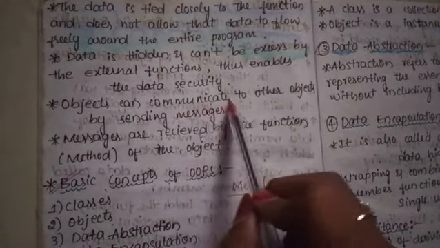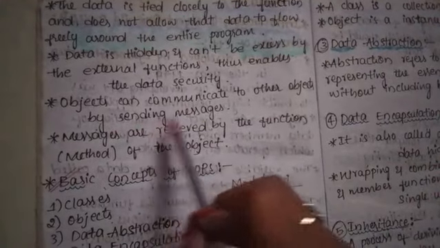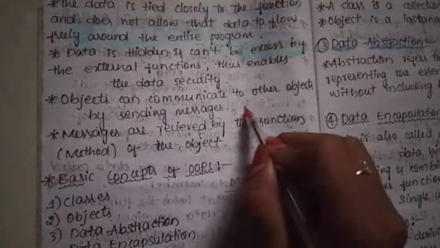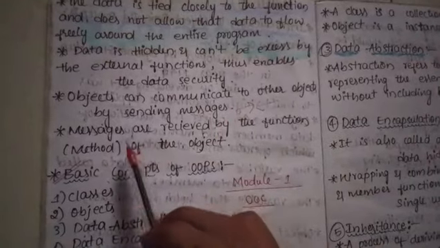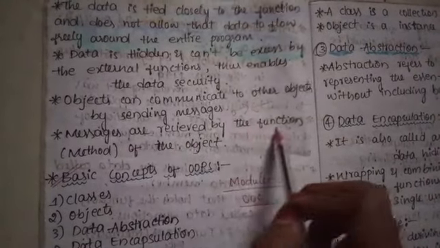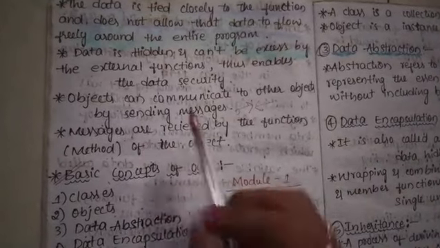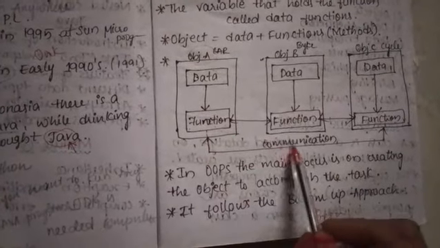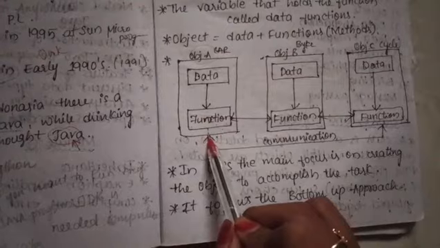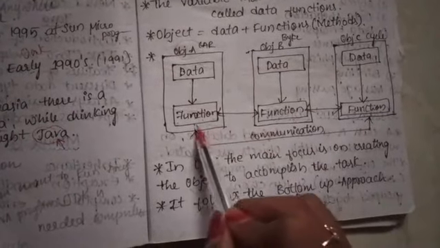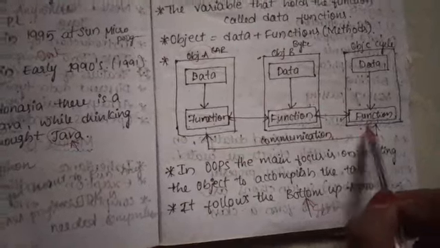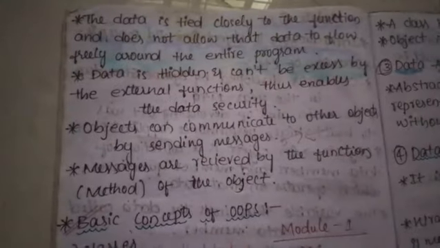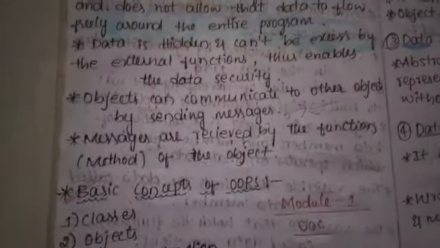And objects can communicate with other objects by sending messages. One object can communicate with another object by sending or receiving messages. The messages are received by the functions or methods of the object. You can see here that the objects are communicating through the functions of that object. This is the overview of C++.